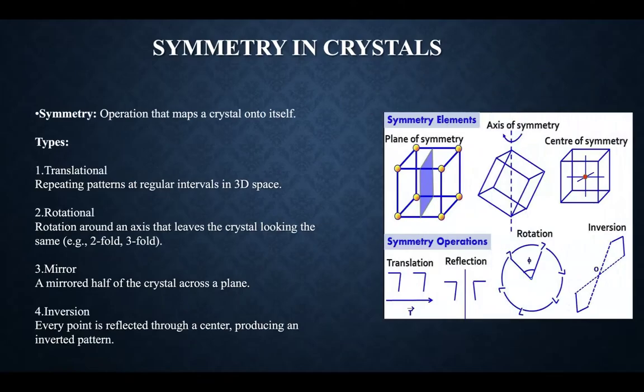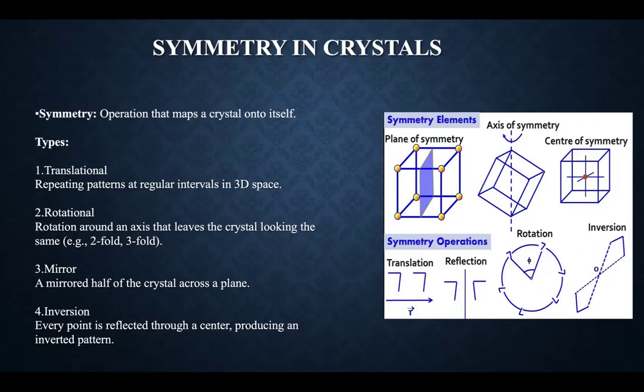Symmetry is an operation that maps a crystal onto itself. The types of symmetry that we discussed previously are translational, rotational, mirror, and inversion. Translational means a repeating pattern at regular intervals in 3D space, whereas in rotational, the crystal rotates around the axis and still looks the same.